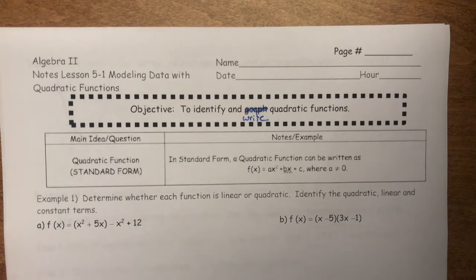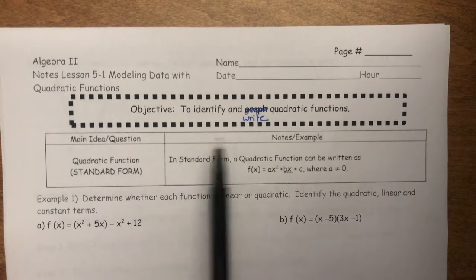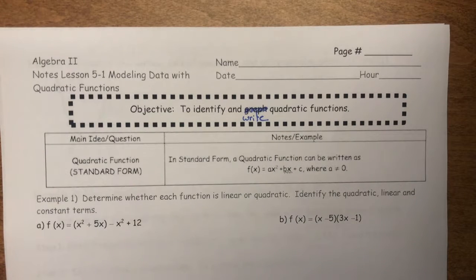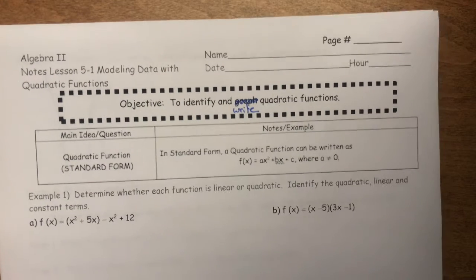Our objective today is to identify and write quadratic functions. So you want to cross out that word graph and change it to write. So that's our goal today.